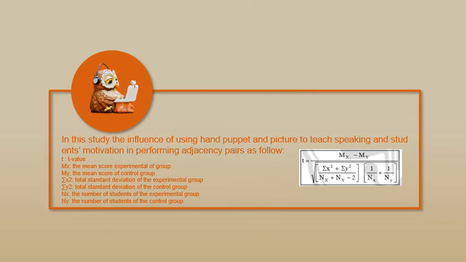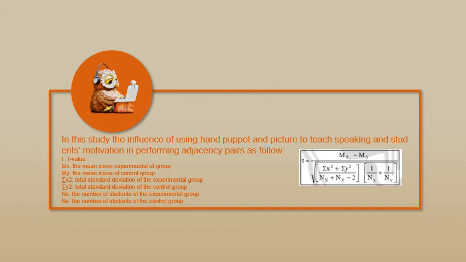Okay, in this study, the influence of using hand puppets and pictures to teach speaking and students' motivation is analyzed as follows. The meaning of the symbol is t value, Mx is the mean score of the experimental group, My is the mean score of the control group, and the sum of x2 is total standard deviation of the experimental group, and the sum of y2 is total standard deviation of the control group.